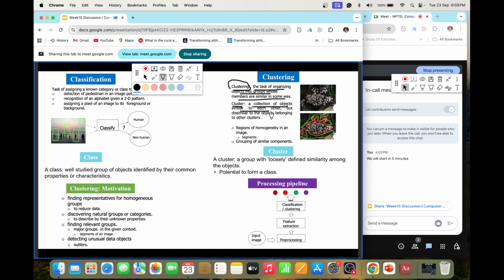Just for example, you are given so many different fruits and you are told to cluster them. What you will do, you will group similar fruits into one group and dissimilar fruits into other groups. That is clustering. We just segment the homogeneous or similar things into one group and the dissimilar things into another group. So that is known as clustering.